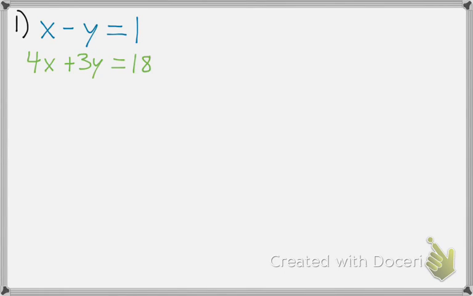On number 1, it says, use the substitution method to find all solutions of the system of equations. So with systems of equations, we have many different methods. On this one, they specifically want us to use the substitution method. And the first step of the substitution method is to isolate one of our variables.